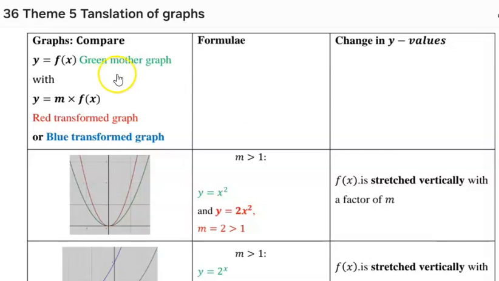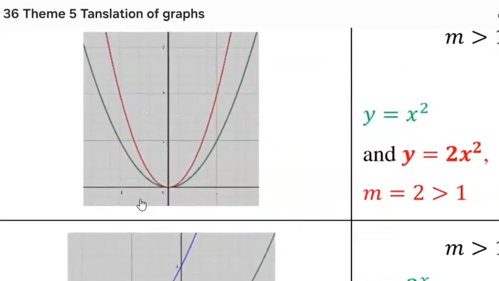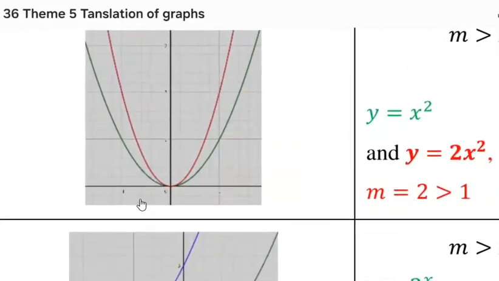So I did it in the 3 columns here, and in each case I've provided a graph as well as the formula for that graph and what happened to the graph. Let us look at the first one. You will recognize it as a parabola. And again, I've used the green graph as my mother graph. So in this case, my mother graph is y equal to x squared. Just a simple x squared.